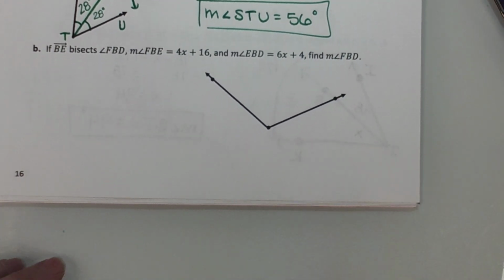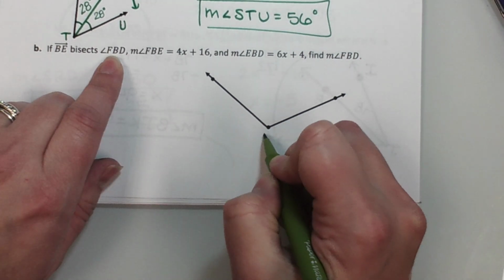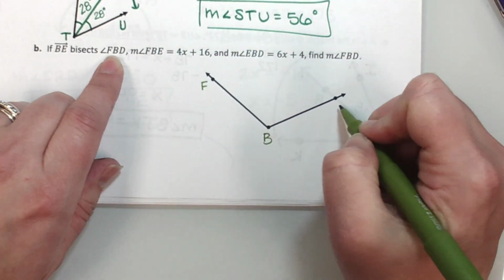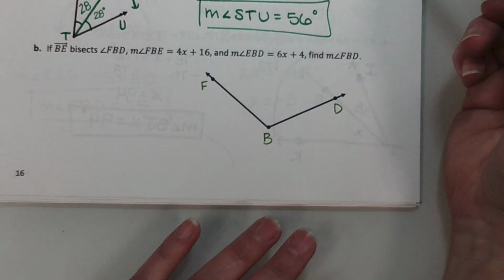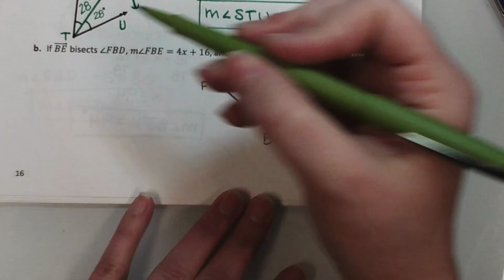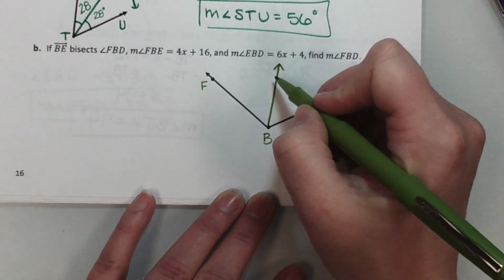Jocelyn, which letter am I picky about its location? B. Gotta be here. Don't care about the F or the D. They have to each be on a ray. BE bisects it. So I'm going to draw a ray that goes directly through the middle. And I put E on it.